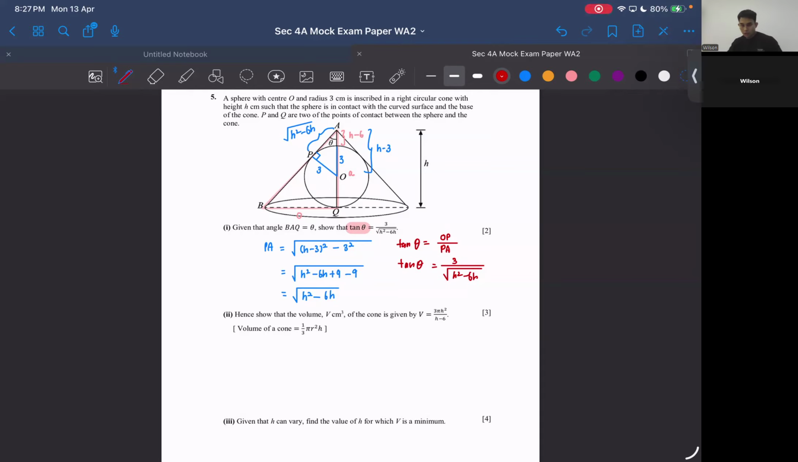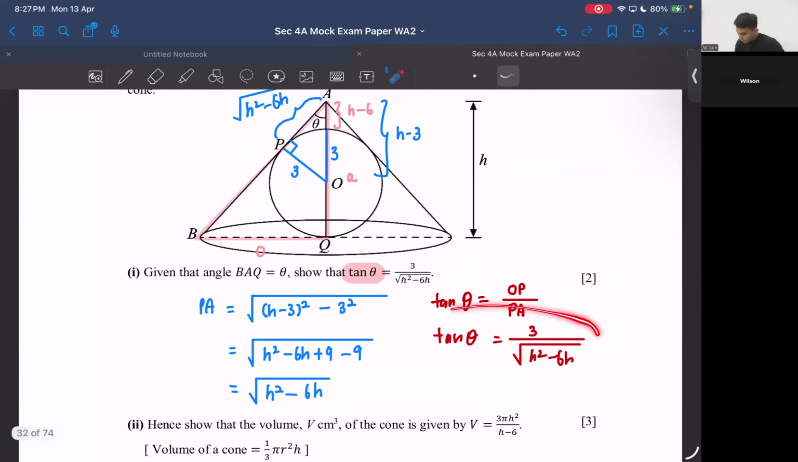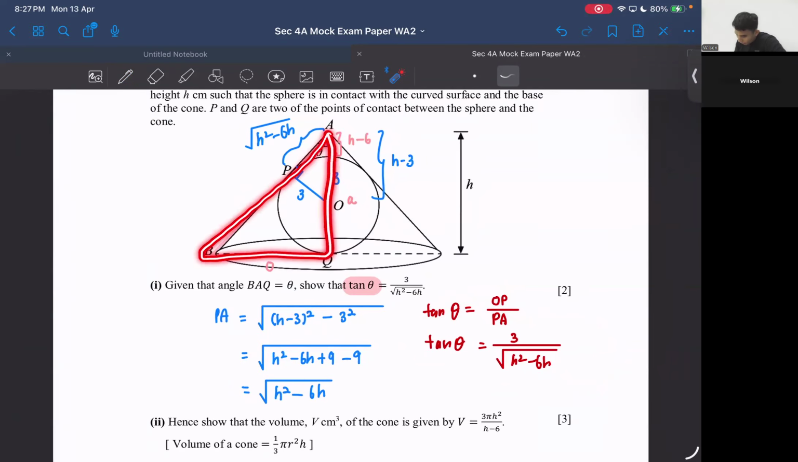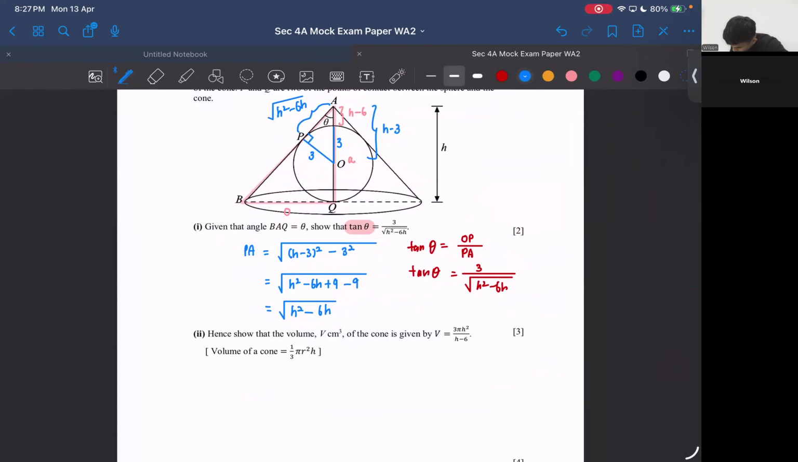Okay, let me just share this portion with you all. Over here, we have tangent theta equals to this expression, agree? Now, if we look at this particular triangle, tangent theta also equals BQ over AQ, agree? Let me write here. Tangent theta is equal to BQ, which is the radius of the cone, over AQ. So BQ is just BQ and AQ is H.